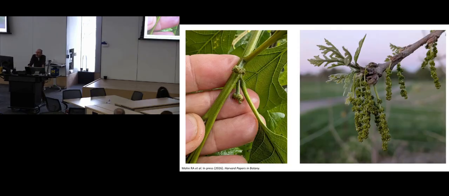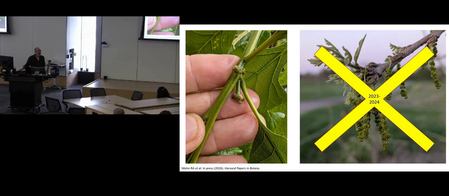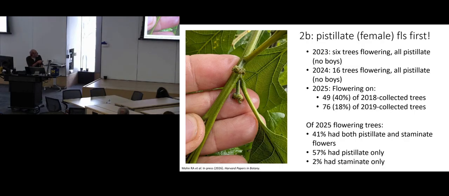Interestingly enough, we generally expect to see male flowers earlier on plants because male flowers usually take less work to produce than the fruits. They're lower energy. We saw no male flowers at all for the first couple of years. Instead, what we found was pistillate flowers, female flowers, and acorns only. So when we look at the flowering data from 2023, 6 trees flowering, all pistillate, no boys. 2024, 16 trees flowering, all pistillate, no boys.